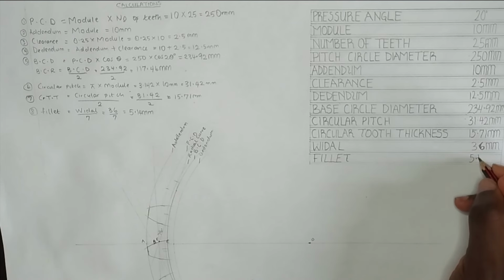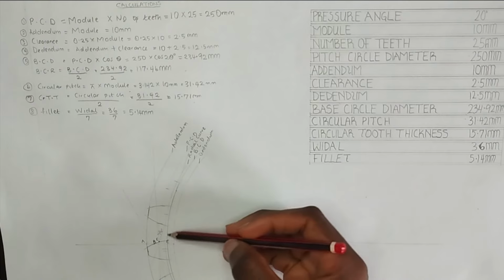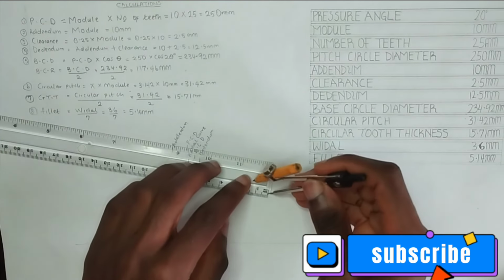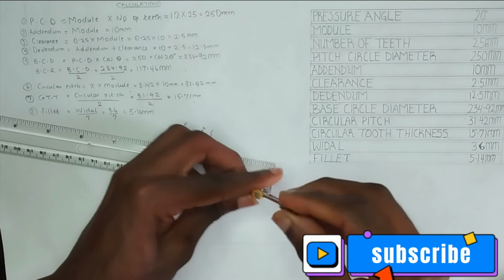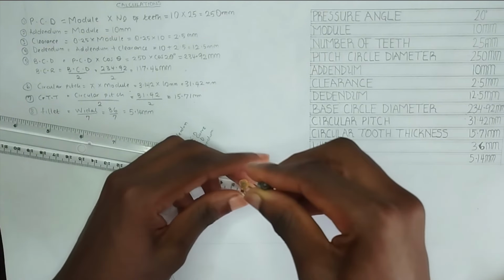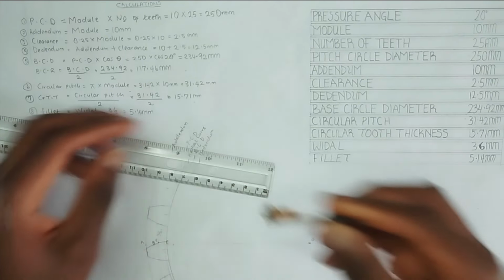So I can write it here: 5.14 millimeter. All right, so we are going to pick that 5.14 millimeter. Our fillet is actually this place, so we are going to pick that 5.14 millimeter on my compass. It's going to be little, like 0.51, around 0.5.